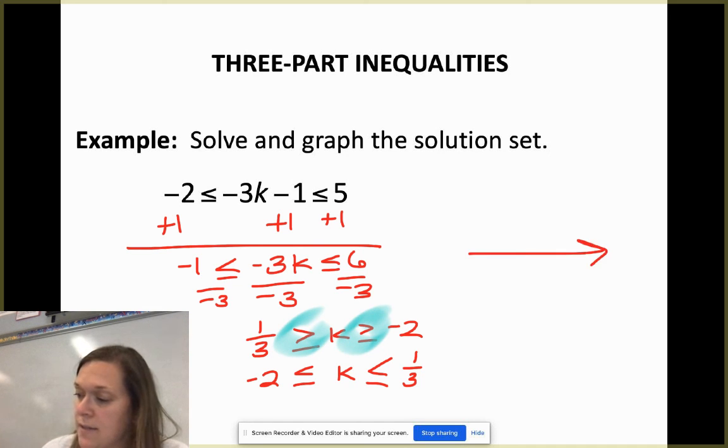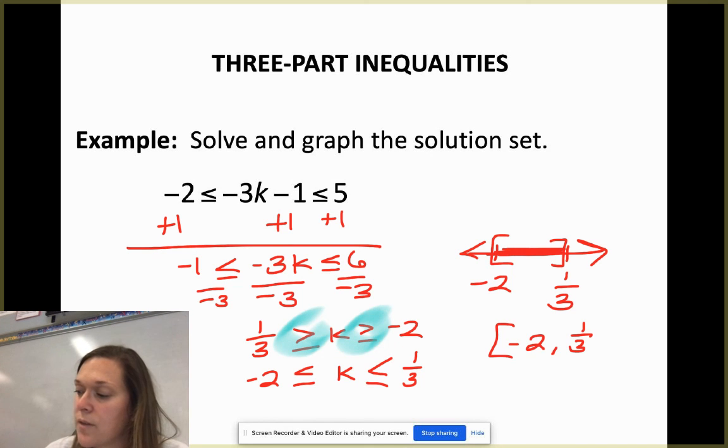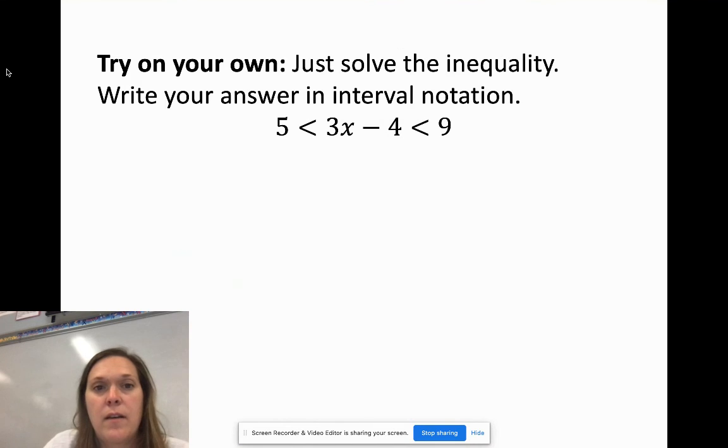Graphing it puts us at -2 on the left, 1/3 on the right, square bracket, shade in between. It's all values of k in between those 2 numbers. Interval notation, square bracket, -2, 1/3, square bracket. Okay. All right, try this one on your own and then we'll be done.